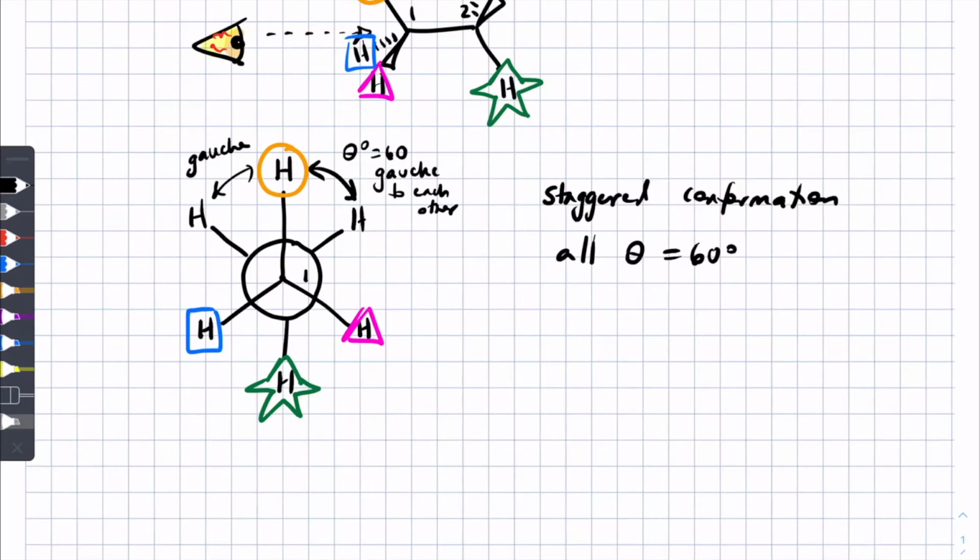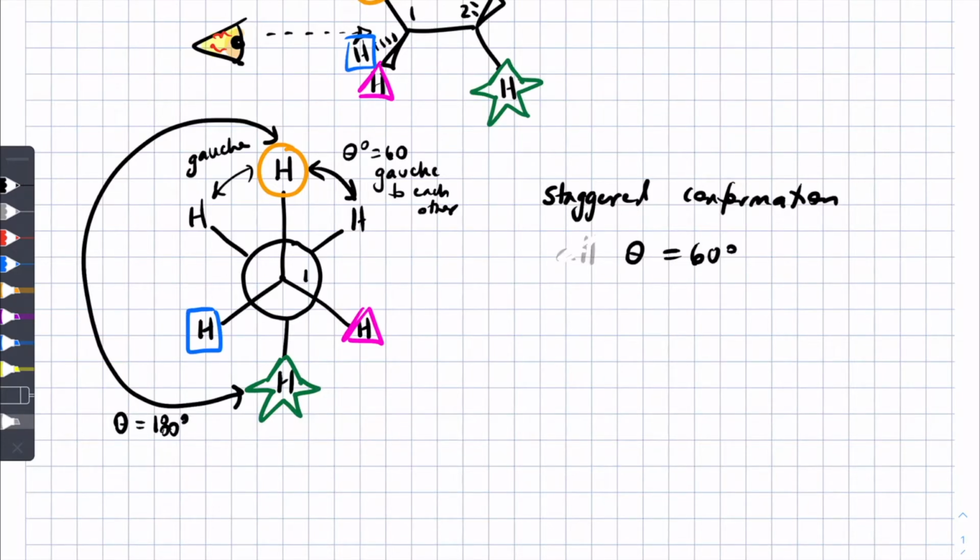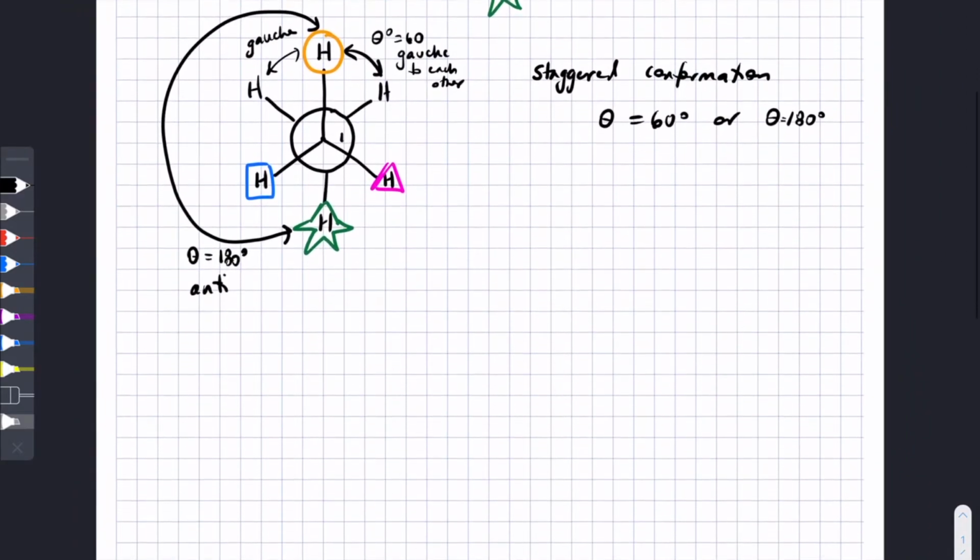The relationship between orange proton in the front and green star proton in the back, since the dihedral angle equals 180 degrees, we're going to call that an anti-relationship. They are anti to each other. So in the staggered conformations, all dihedral angles either equal 60 degrees or 180 degrees. Right? Now, any questions you want to ask so far?